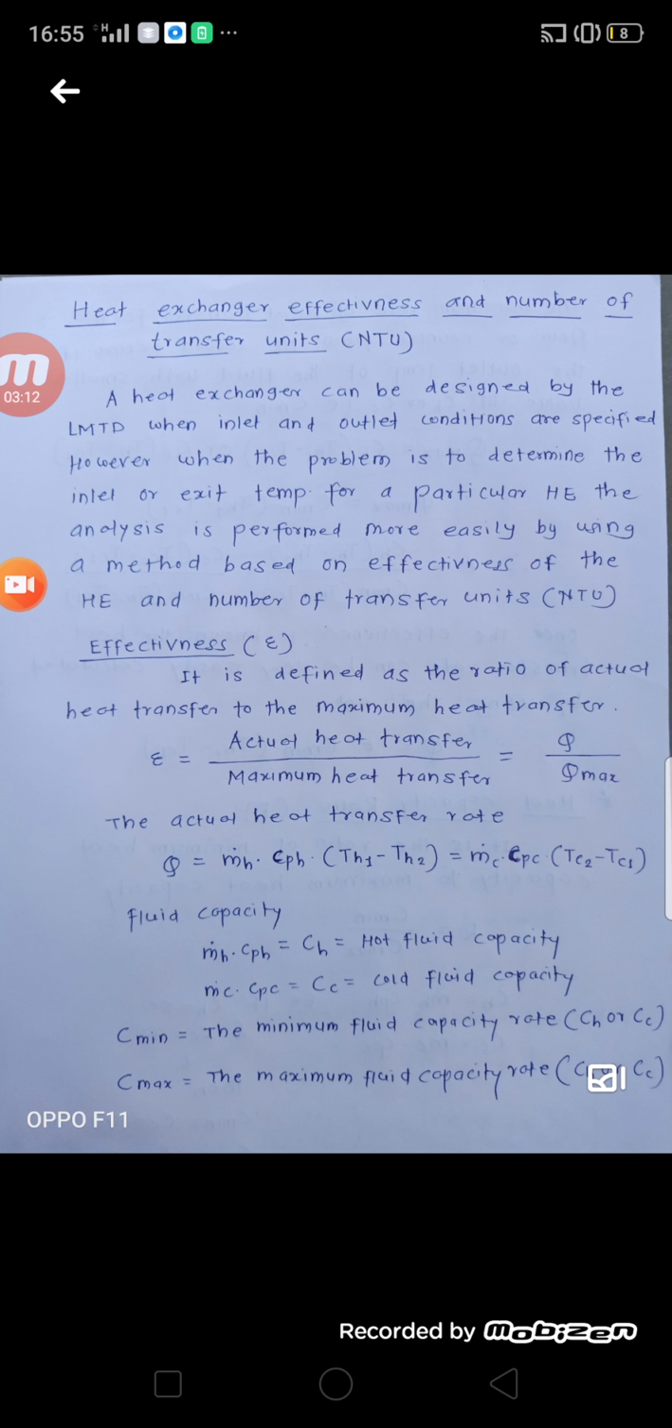There are two values of heat capacity, Ch and Cc. From these values, you compare and find the C max and C minimum. If the value of Ch is the maximum, then Ch is C max, and if the value of Cc is minimum, then Cc is C minimum. In this way, we calculate the heat capacity. So that is nothing but effectiveness.